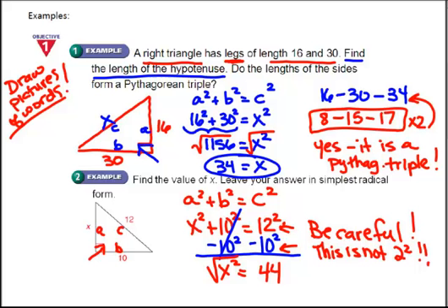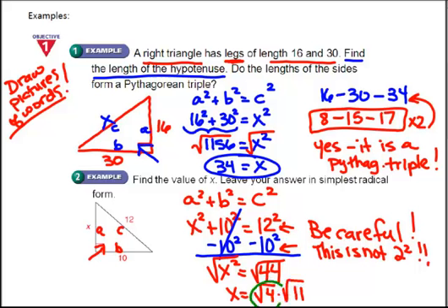Now take the square roots of each side. Simplest radical form. This is the square root of 4 times the square root of 11. This is my only perfect square, so my final answer is 2 square roots of 11 in simplest radical form.